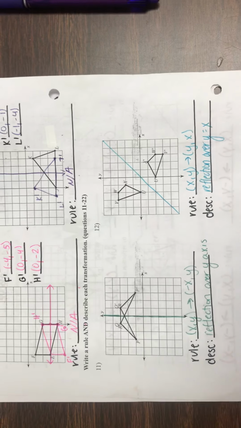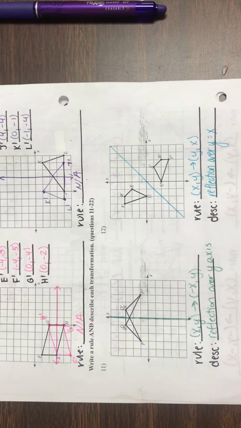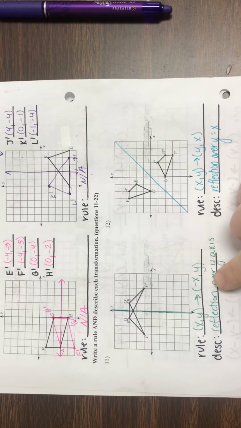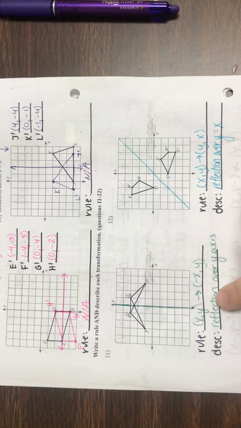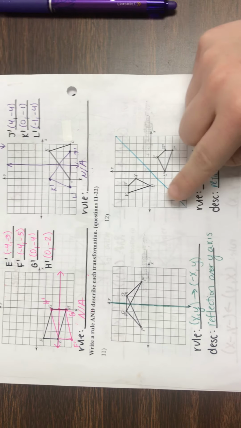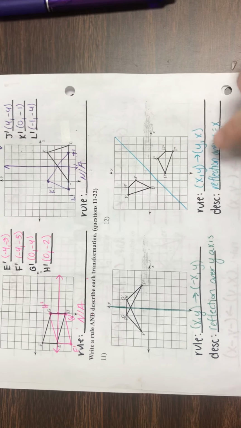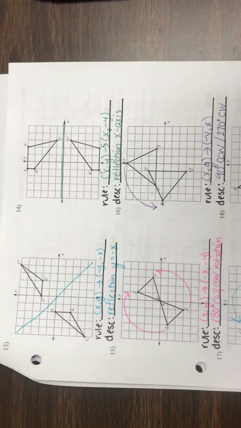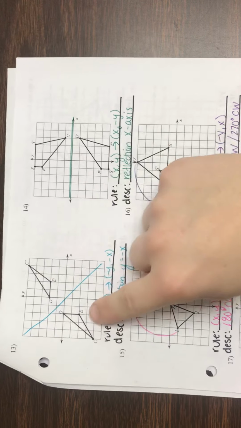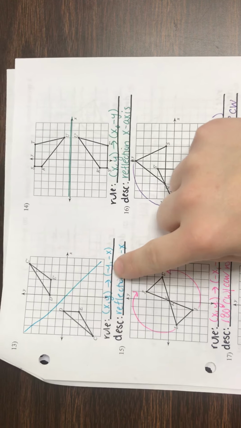Down here, you're supposed to look at the given graph and come up with the transformation that's happening, the description and the rule. So looking here, it looks like a reflection. Identify where in the rule. Also looks like a reflection. Identify where in the rule. On the back again, doing more, identifying the transformation. These look like a reflection. Identify where in the rule.